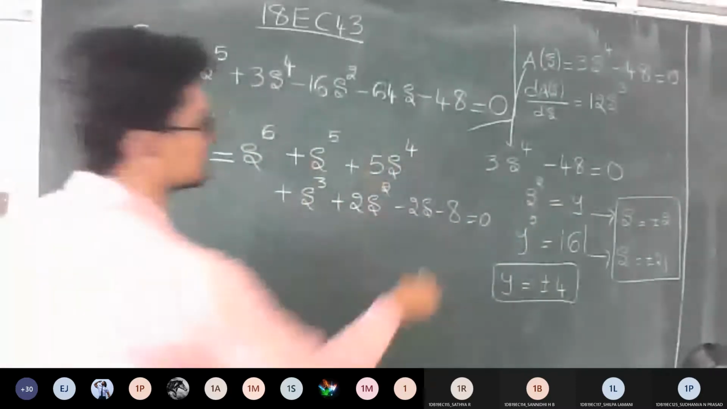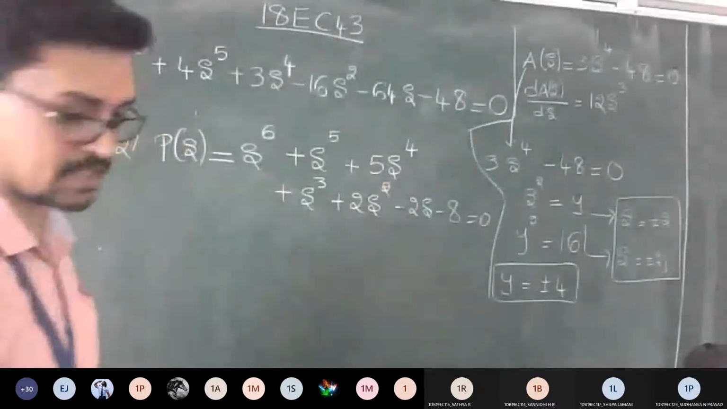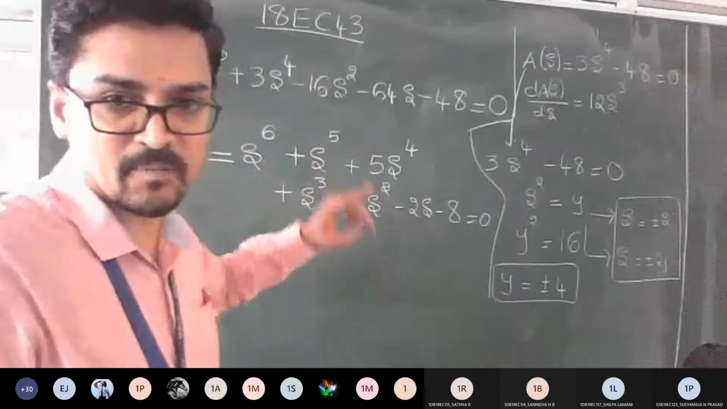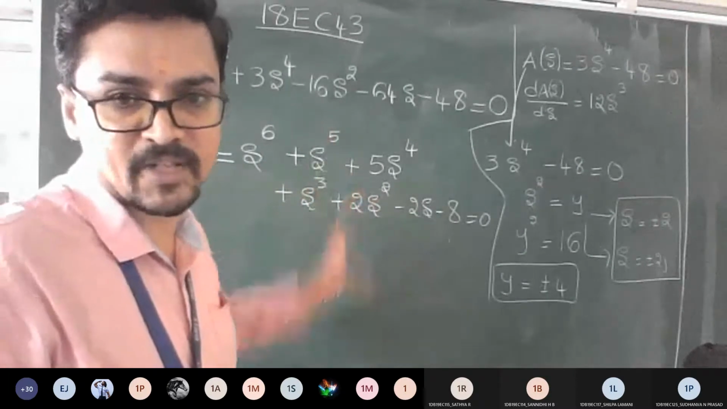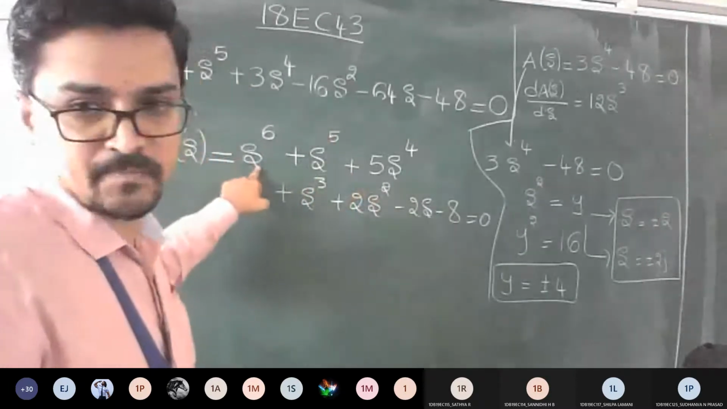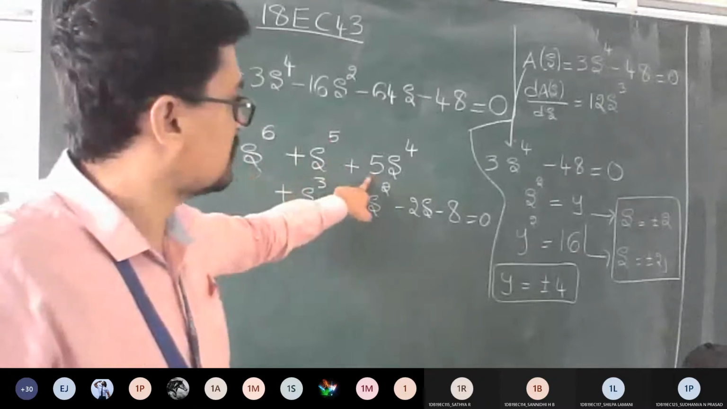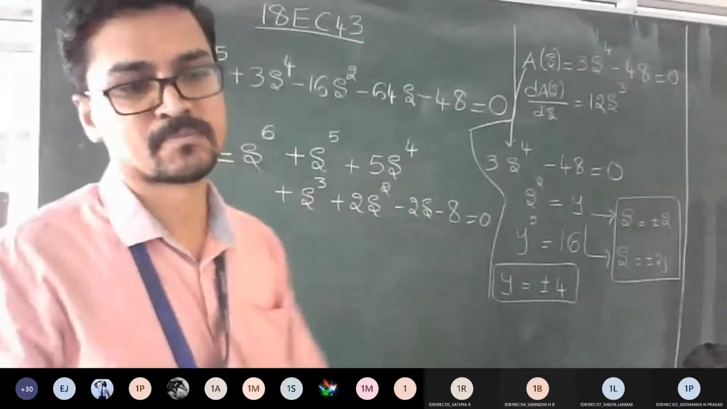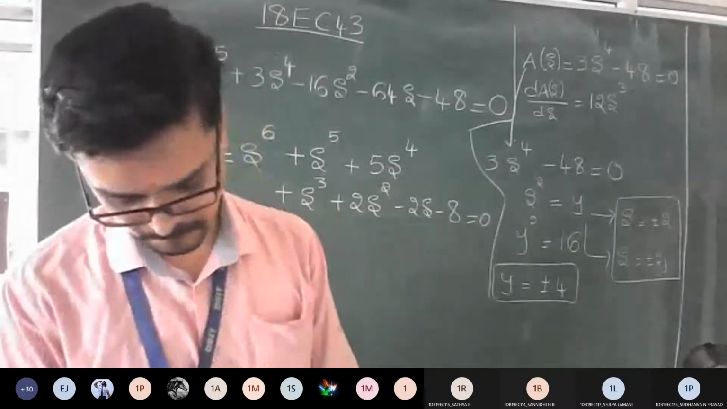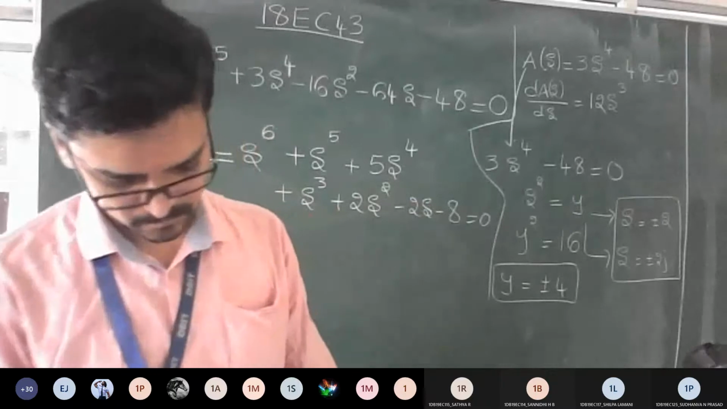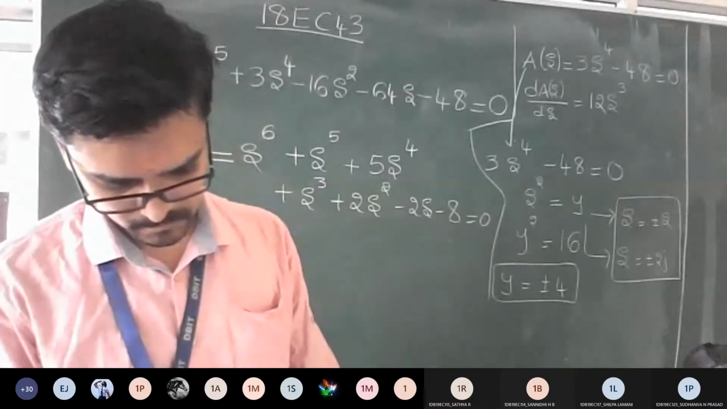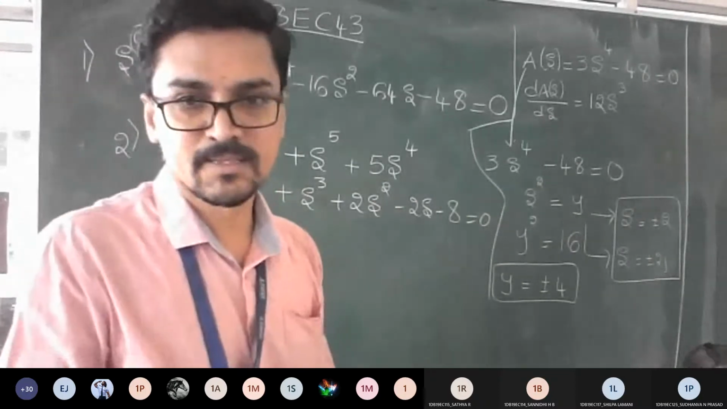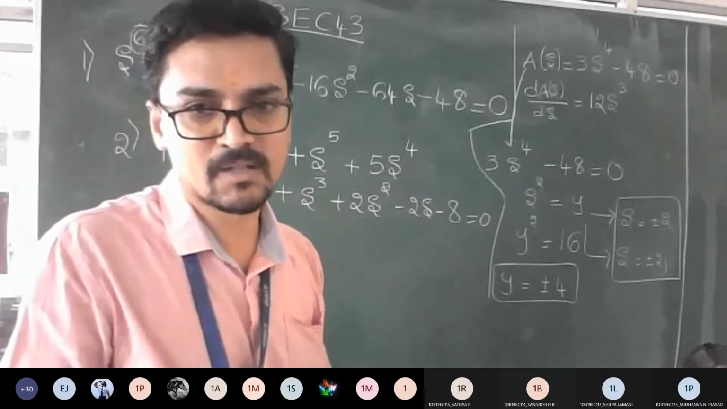So is it visible, guys? This is the question I want you to solve as assignment. Once I solve one problem, if you practice one more, then whatever doubts you have, you can rectify yourself. Okay. So S power 6 plus S power 5 plus 5 S power 4 plus S cube plus 2S square minus 2S minus 8 equal to 0. Is it okay, guys? Shall I move on to the last problem in this concept?